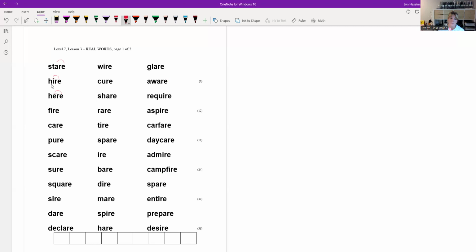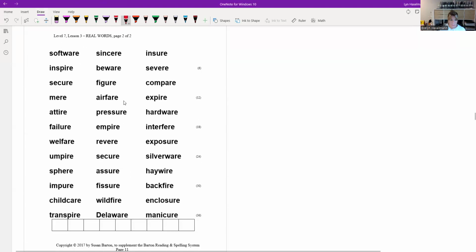They did learn that silent E is always going to be stronger than vowel R. So instead of this word being rar, it has to be rare because the silent E is stronger than the vowel R here. Okay, so they should be able to read these, define these, do all the things. Same thing.